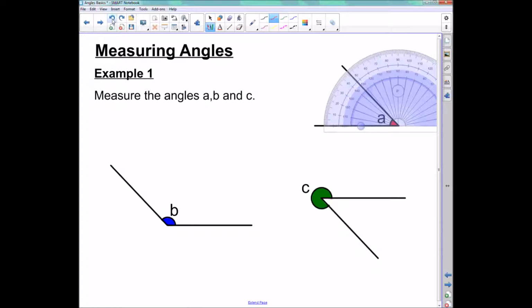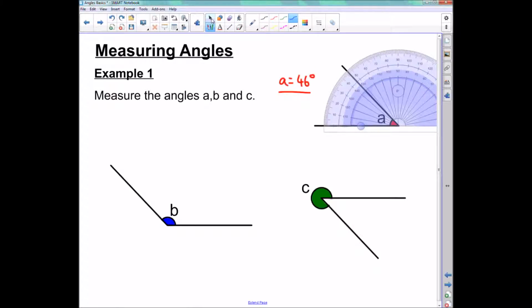line. Now at this point, I need to be looking at which scale to use. Now the important thing to note is that we always use the scale that starts from 0. So here I'm going to be using my outside scale because my line is on 0 there. So using my outside scale, looking up that way, I can see that I get to 10, 20, 30, 40, and then counting all the small individual bits after that, 1, 2, 3, 4, 5, 6, I've got an angle of 46 degrees.